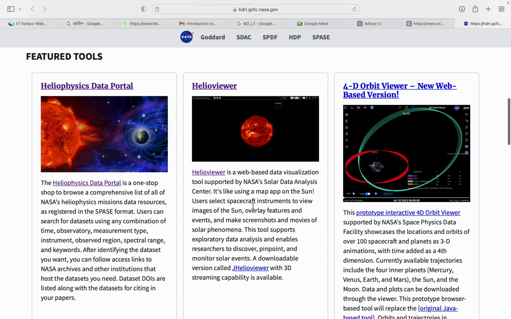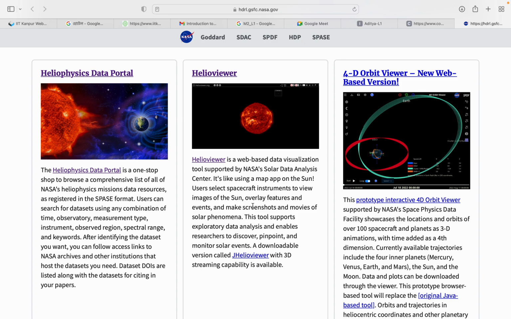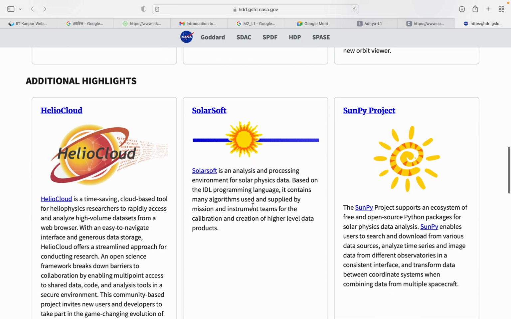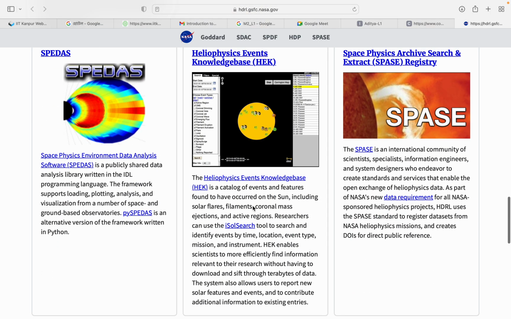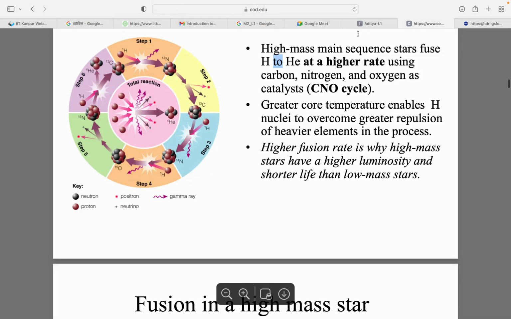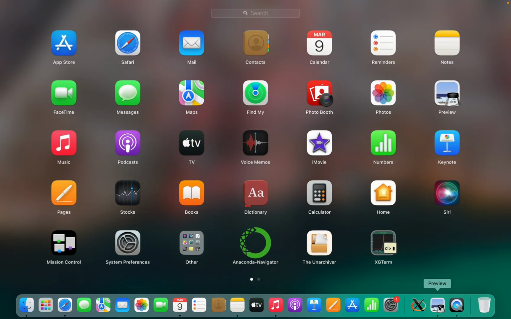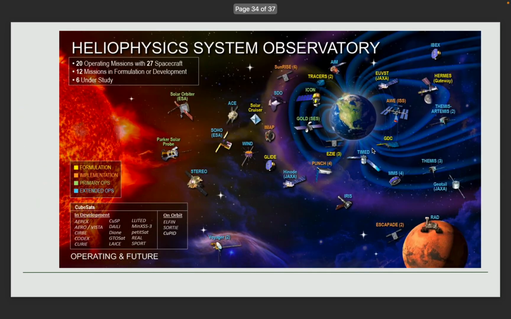It gives the map of the sun obtained by different spacecraft, and other different tools have been highlighted here. I have given this as a reference. If you can just check it. And also, if you are more interested to learn about Aditya L1, you can visit these 2 web pages of Aditya L1.